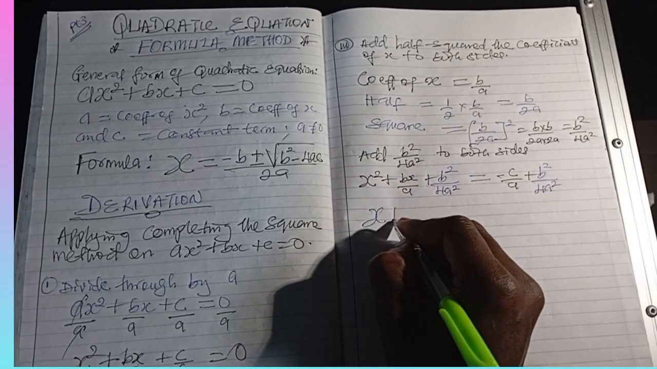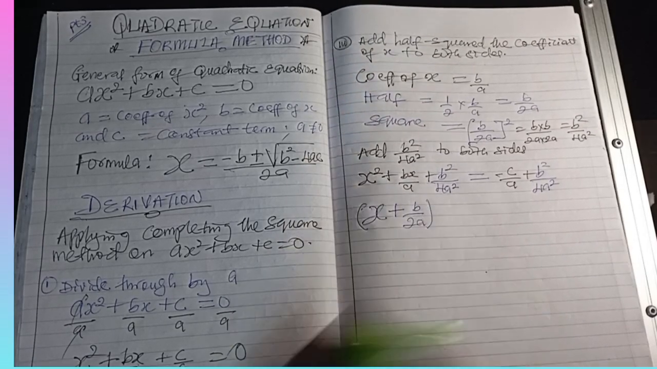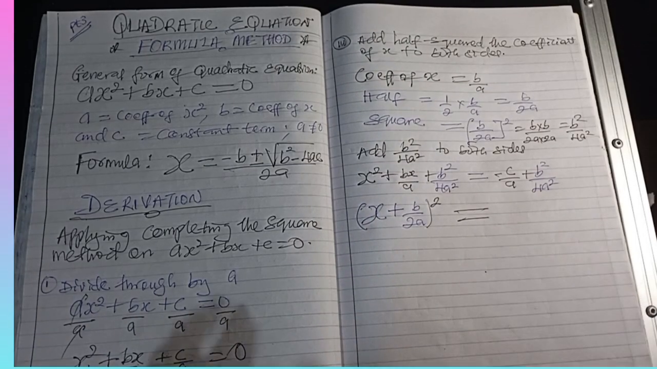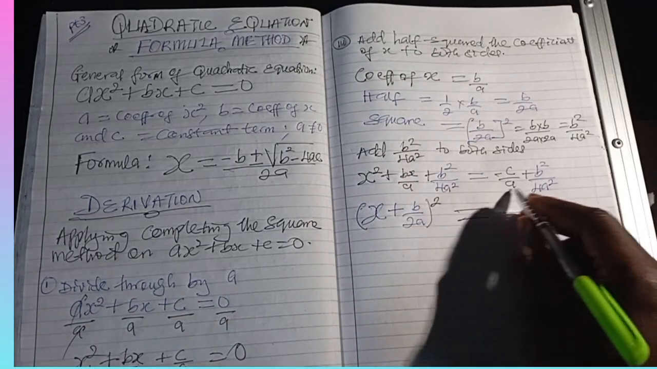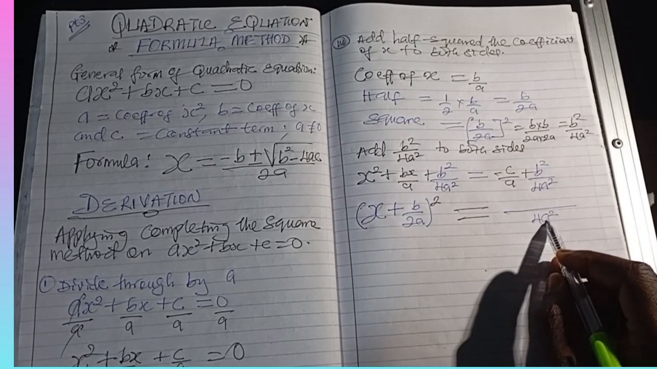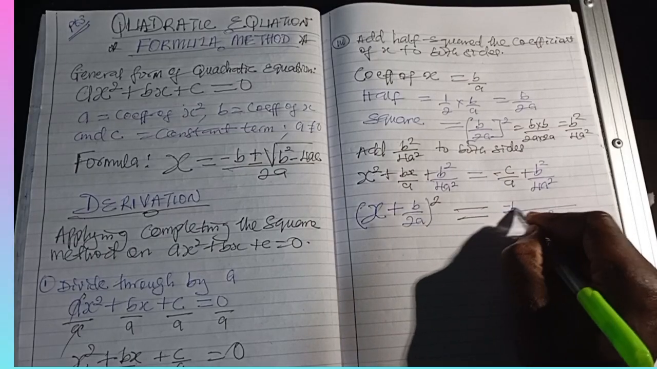x plus b over 2a all raised to power 2 is equal to, now the LCM of a and 4a squared is 4a squared. 4a squared divided by a, you have 4a, times c, you have minus 4ac.